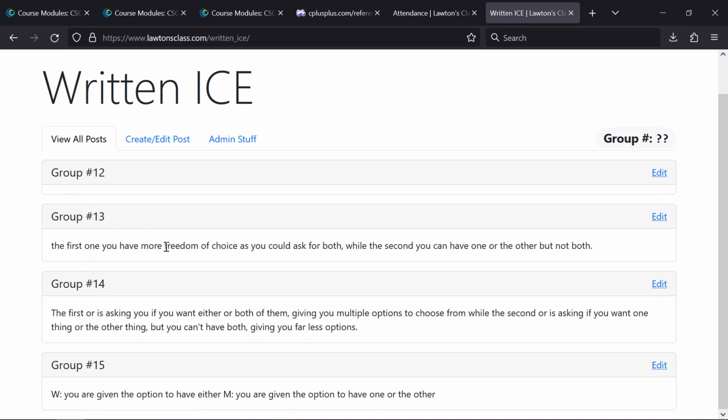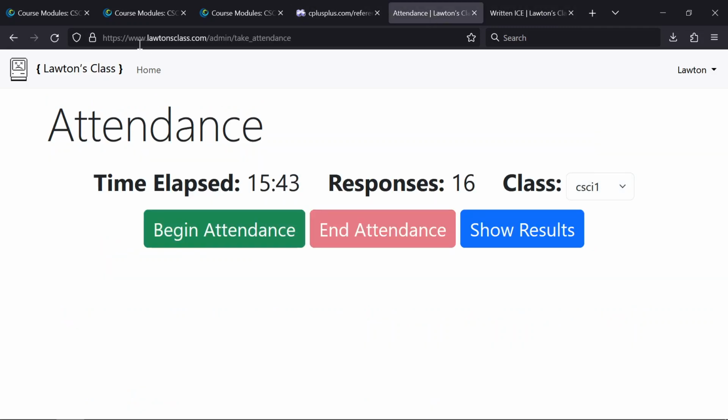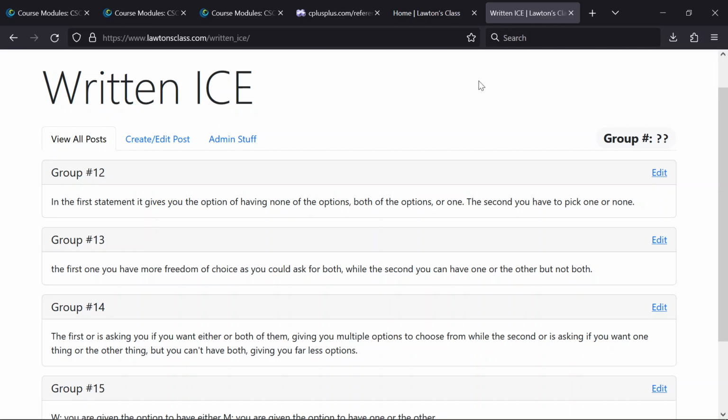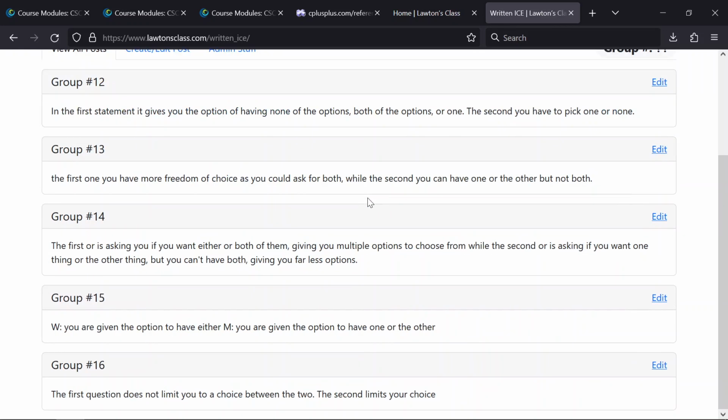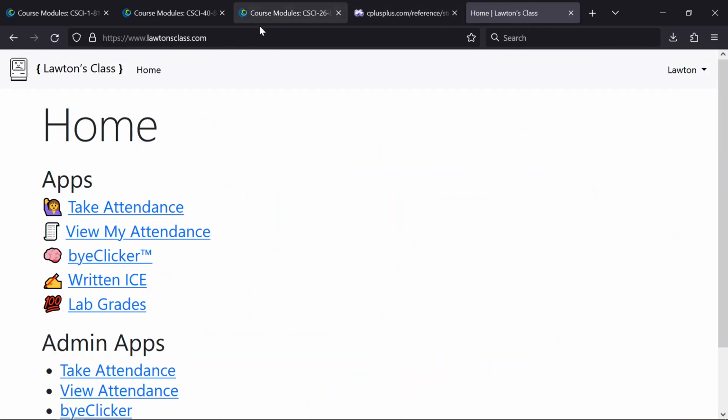The first one, you have more freedom of choice. You could ask for both. Yeah, that's the key. Both versus one or the other, but not both. Does everybody notice that? Got an option, one or the other. Okay? We noticed that, I hope. So yeah, good ideas. I think we got it. We all see it, even if we're pressing submit a little late.